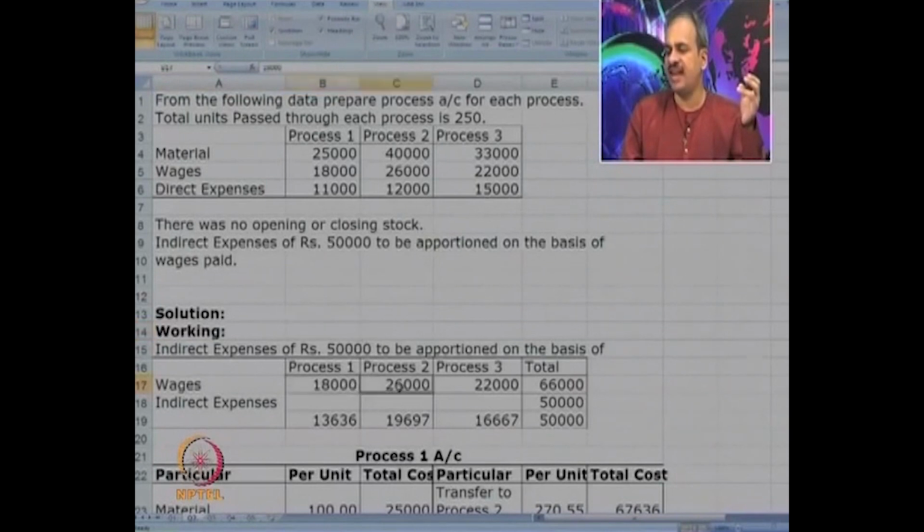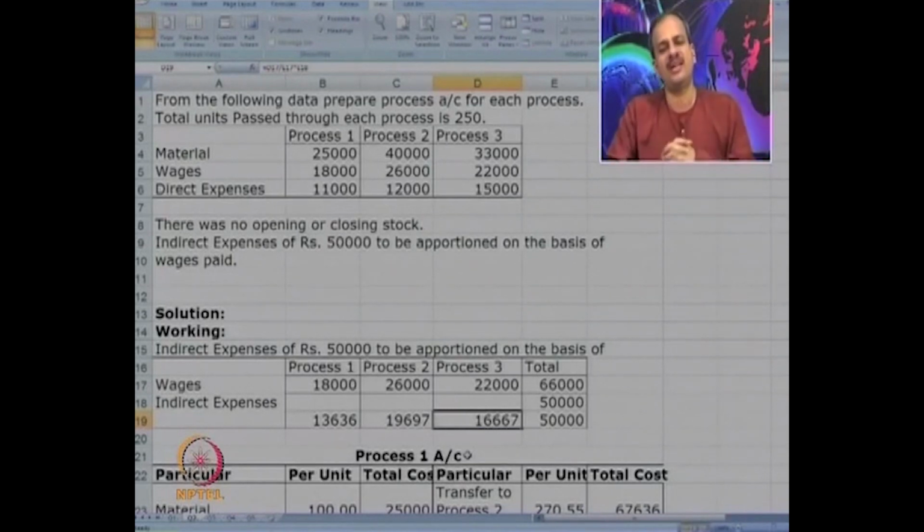The wages are given as 18, 26 and 22. So total comes to 66 and indirect expenses are given as 50,000. So try to distribute 50,000 in the proportion of this 66. So here is the calculation. You will take 18 upon 66 into 50,000. So you get 13,636 for process 1, 19,697 for process 2 and 16,667 for process 3. I hope it's clear to you. So we first calculate the overheads chargeable.